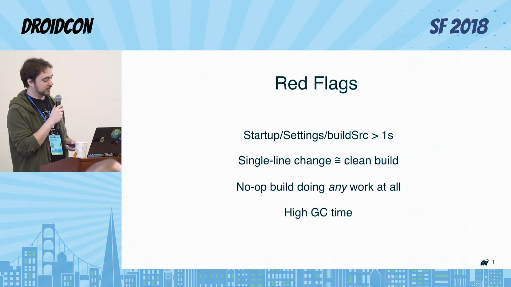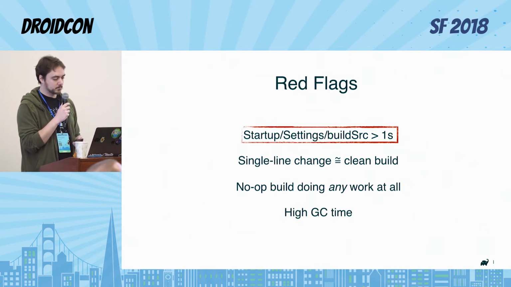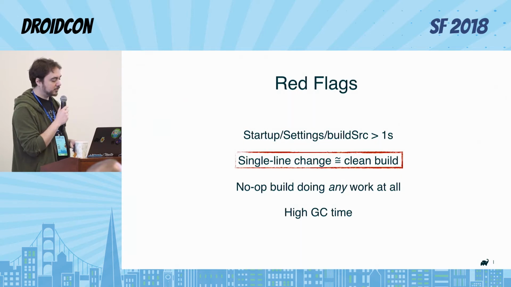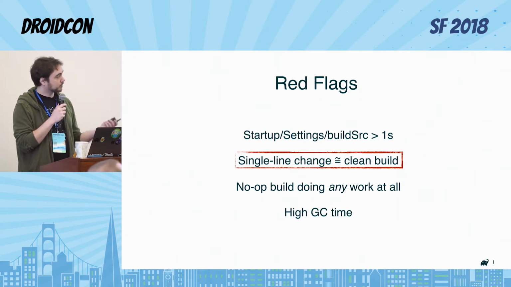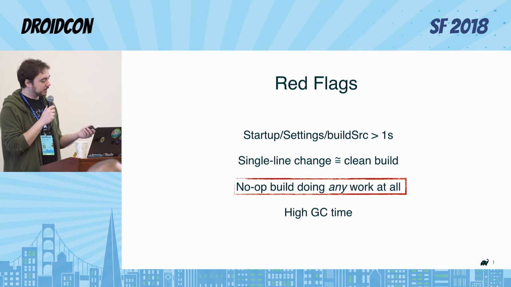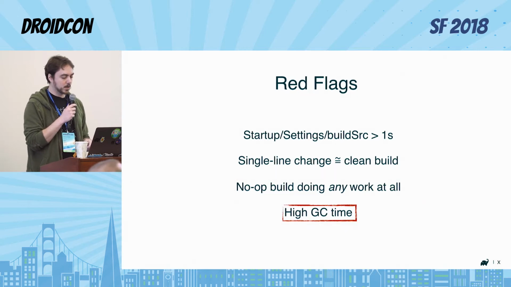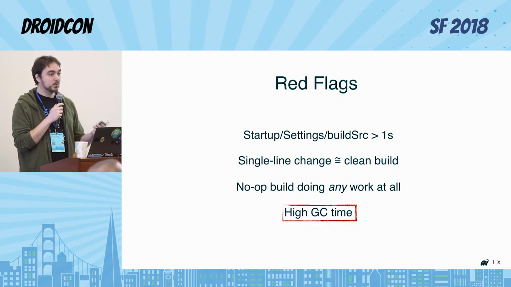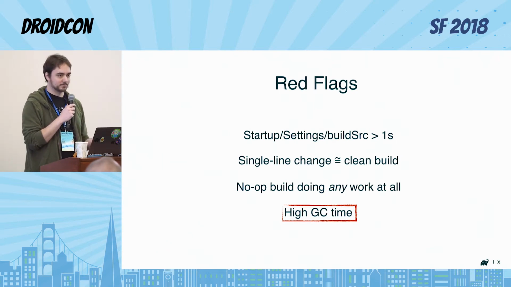These are some red flags you should be looking out for. If startup takes more than 1 second, you have a problem. If a single line change takes almost as long as a clean build, there is definitely something terribly wrong with your build, or you're probably just using an annotation processor. Another very easy benchmark is no change at all. If you run assemble debug and then run it again, that should take almost no time, like on the order of seconds. And of course, high garbage collection time. Beware unmaintained third-party plugins. They're be dragons, and they consume all your memory.